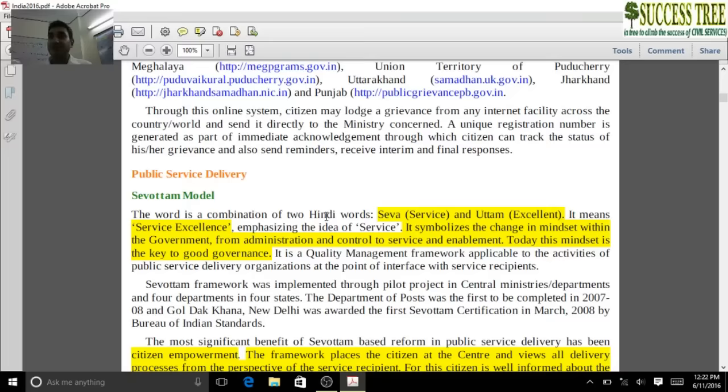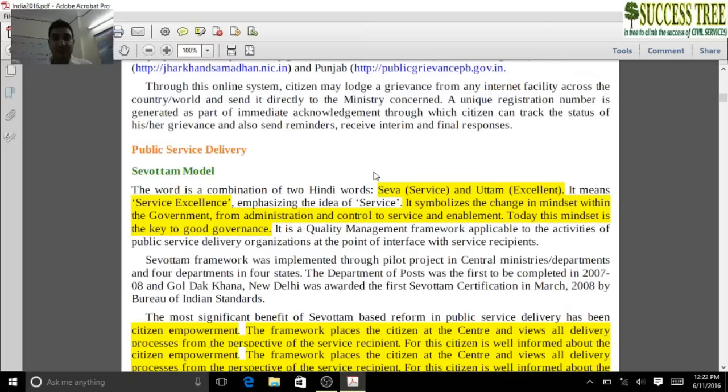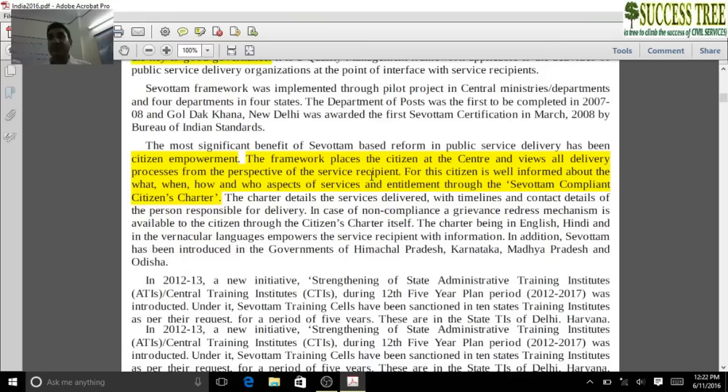Restricted information and distorted information in fact make a citizen somewhat shackled, and doesn't allow the citizen to approach the government functionaries with the demands and rights they have. So that is the way how citizens can be empowered so that they can demand their rights and entitlements. So the Sarvottam model is a model that deals with seva.